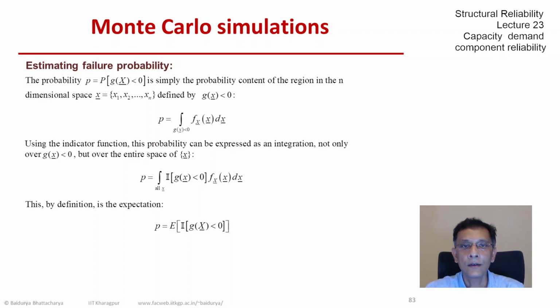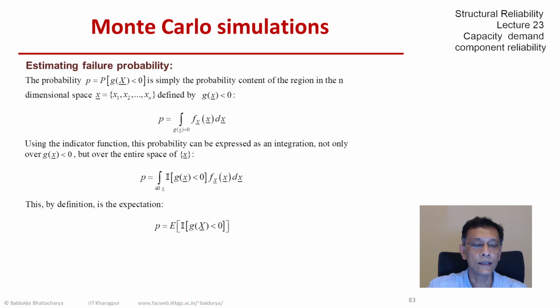So this lets us basically identify this problem statement as an expectation, because by definition expectation is the integration of a random variable or its function weighted by the density function of that random variable and integrated over the entire region. So this then by definition is the expectation of the indicator function. So my failure probability is nothing but the expectation of the indicator function identifying failure. That is actually very useful.